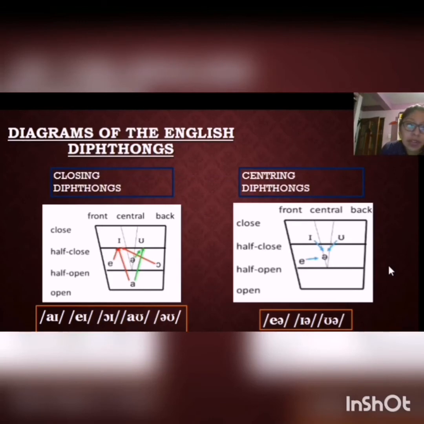And if you look at this vowel quadrilateral, you can see that the glide of the movement in closing diphthongs comes from an open position. So those vowels are classified as closing diphthongs because of the direction of the glide, which goes from an open to a closed position. Now, in the case of the centring diphthongs, the direction of the glide is from the sides of the quadrilateral to the center, as you can see.